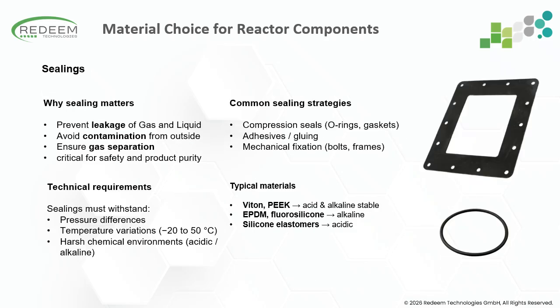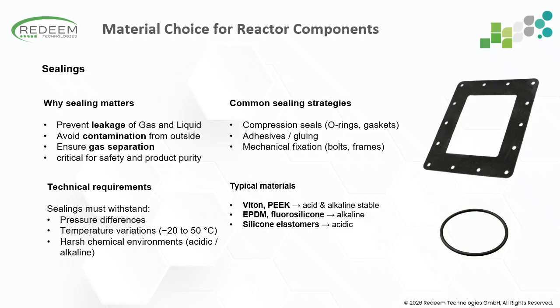Next, let's talk about sealings. They play a critical role in every PEC reactor. The main purpose here is to prevent gas or liquid leakage, keeping hydrogen and oxygen separated, and protect the system from contamination from the outside. And this is essential for both safety and product purity.